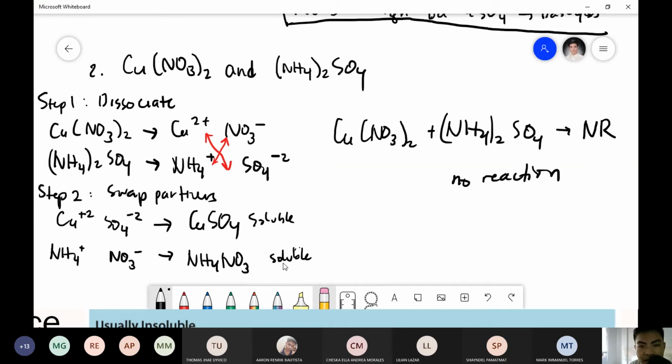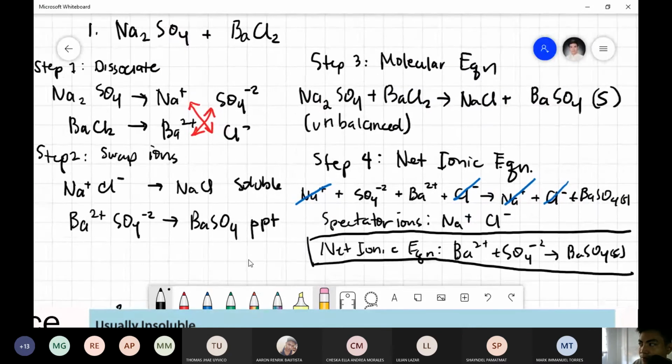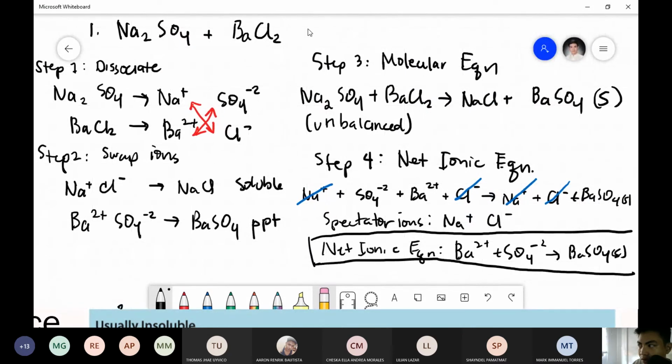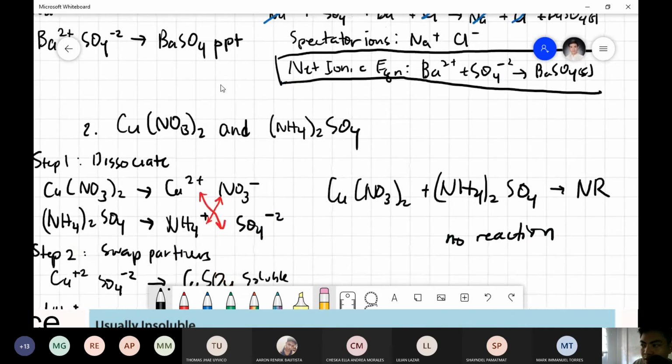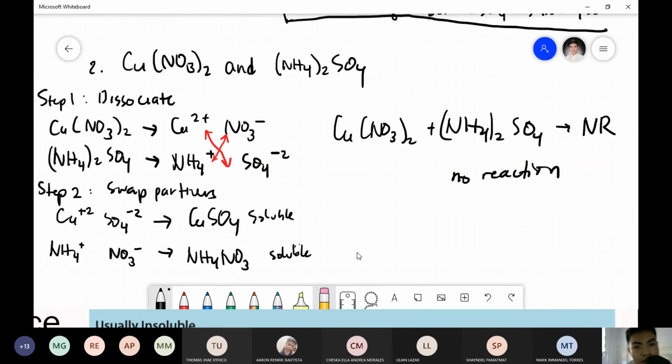If you don't form any precipitate, then tawag doon, no reaction. Okay? No reaction. But if you form a precipitate, just like this one, you continue. Okay? Tuloy-tuloy mo yan. So again, just take a picture of this one. Again, kapag parehas soluble, no reaction. Pag may isang insoluble, may reaction.